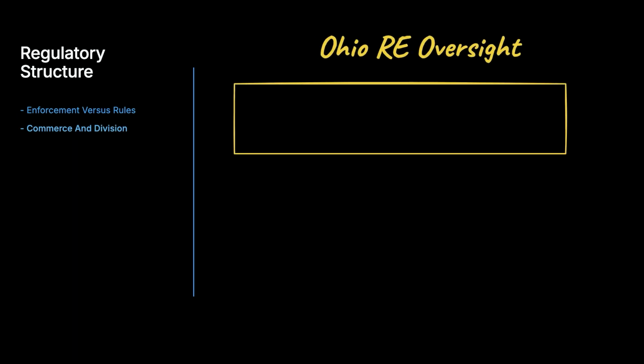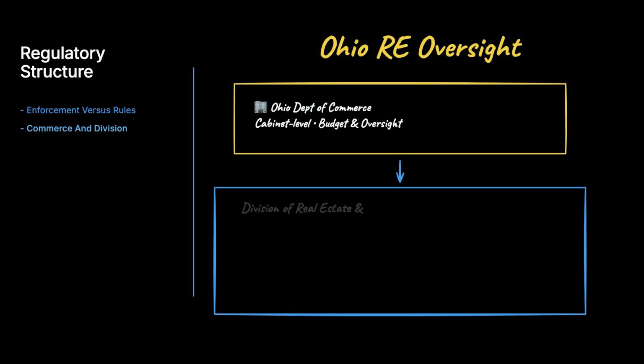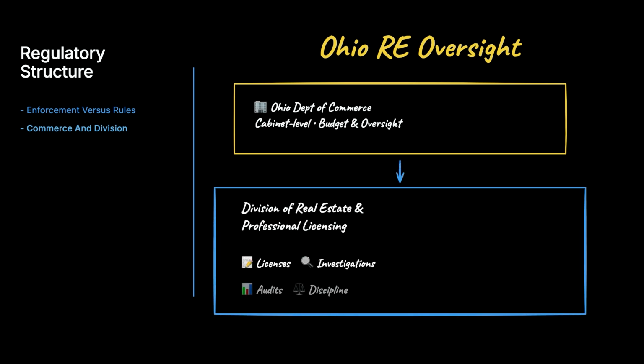At the top sits the Ohio Department of Commerce, the cabinet-level department that houses real estate regulation and provides the budget and oversight framework. Inside it is the Division of Real Estate and Professional Licensing. The division is the workhorse. It processes applications, issues licenses, investigates complaints, audits brokers, and brings disciplinary cases day to day.